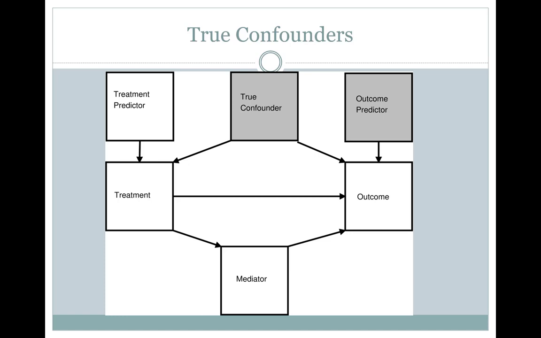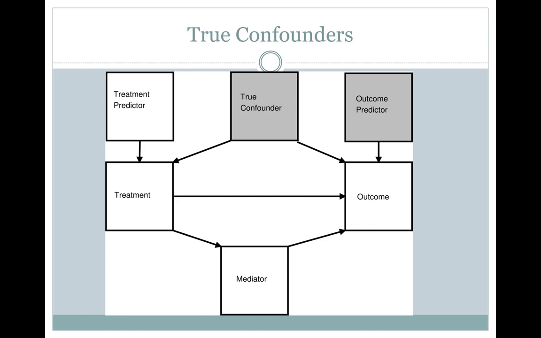Now, it's impossible to know exactly what a true confounder is, but based on theory and reviewing previous papers about mechanisms related to treatment outcome, we identify from the variables available in the data set which ones are likely to be true confounders.